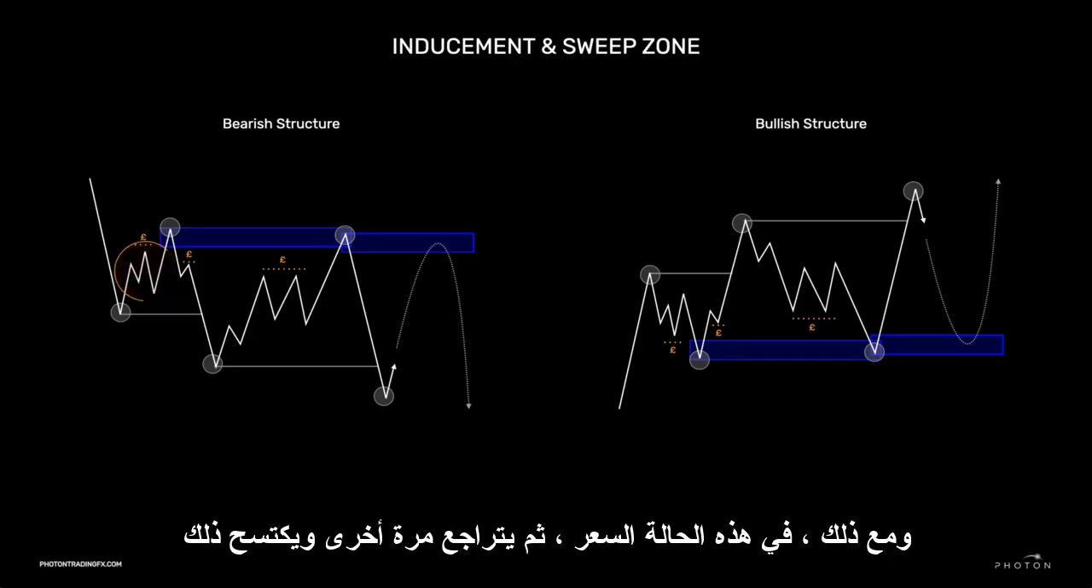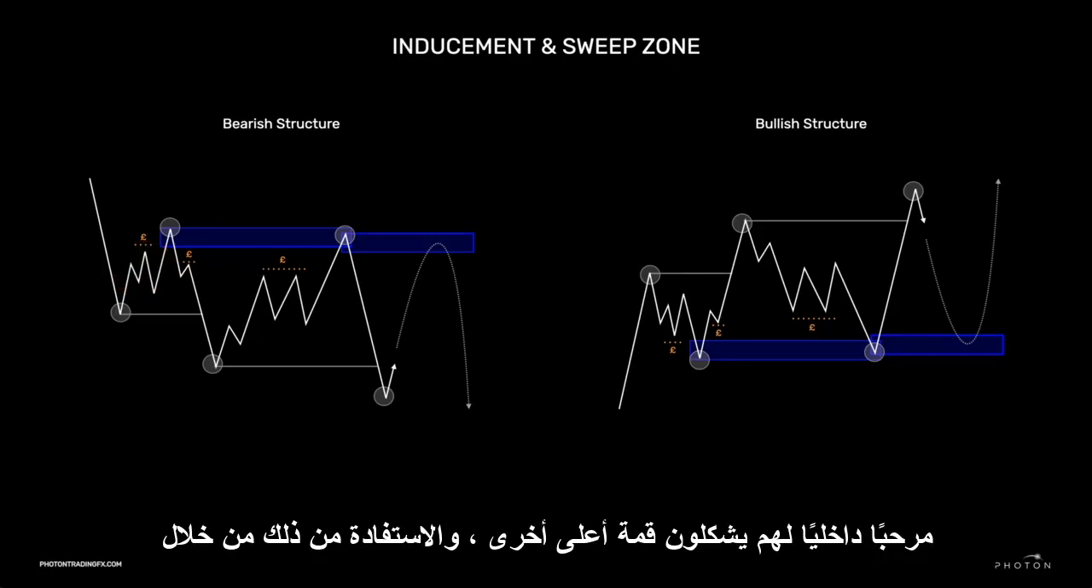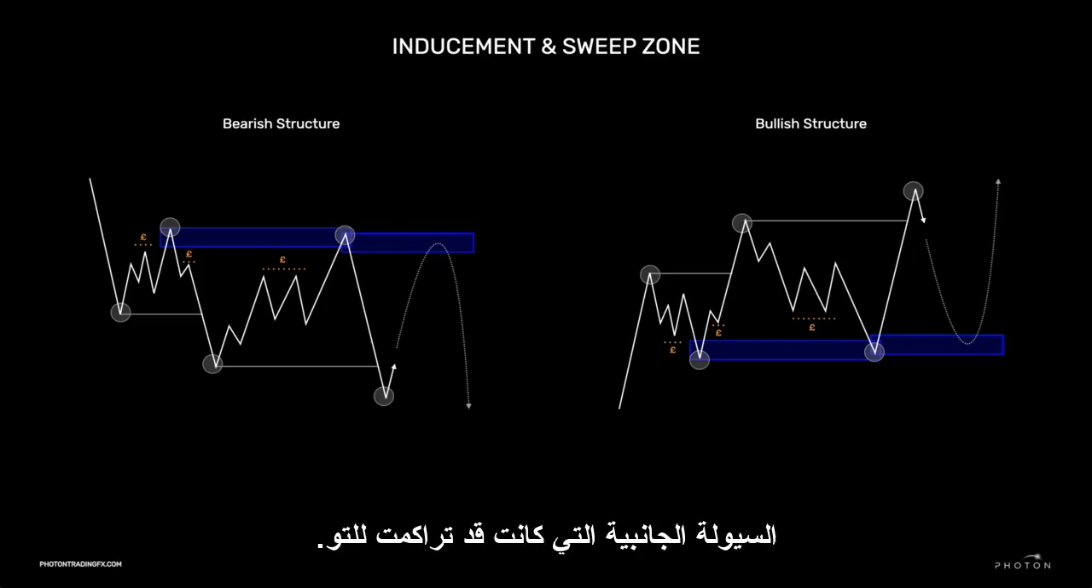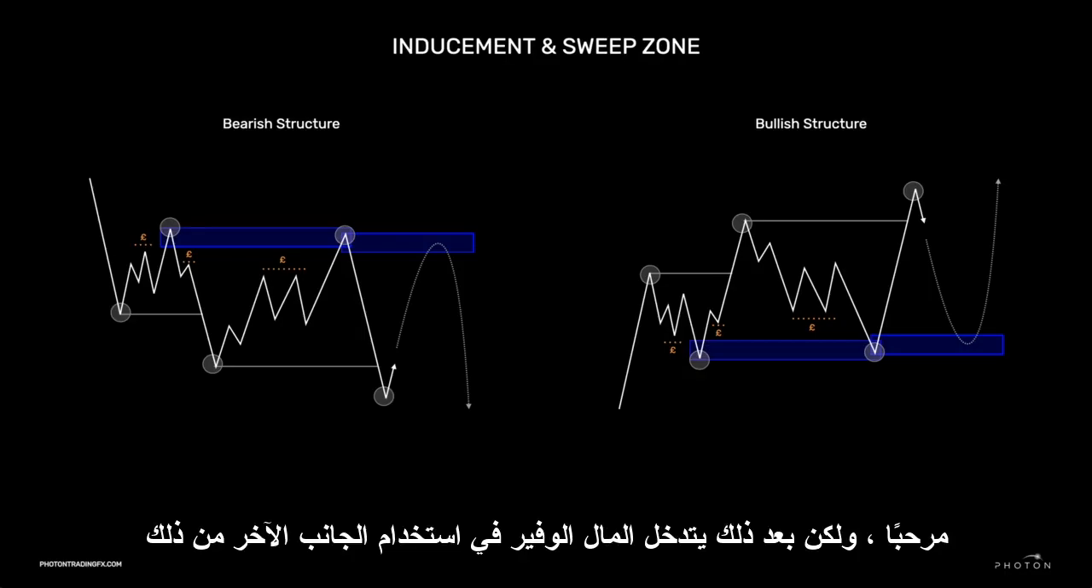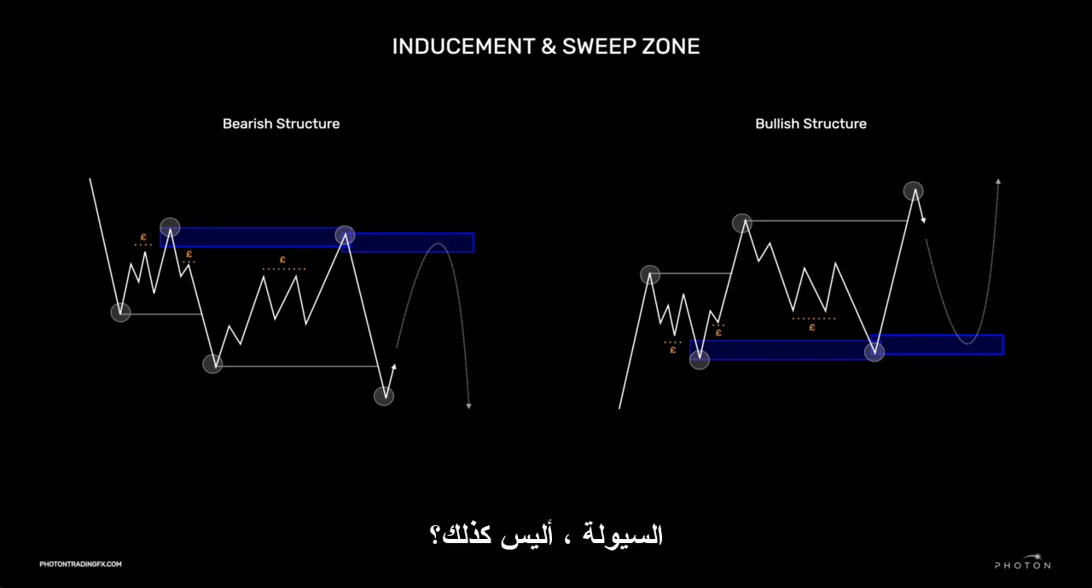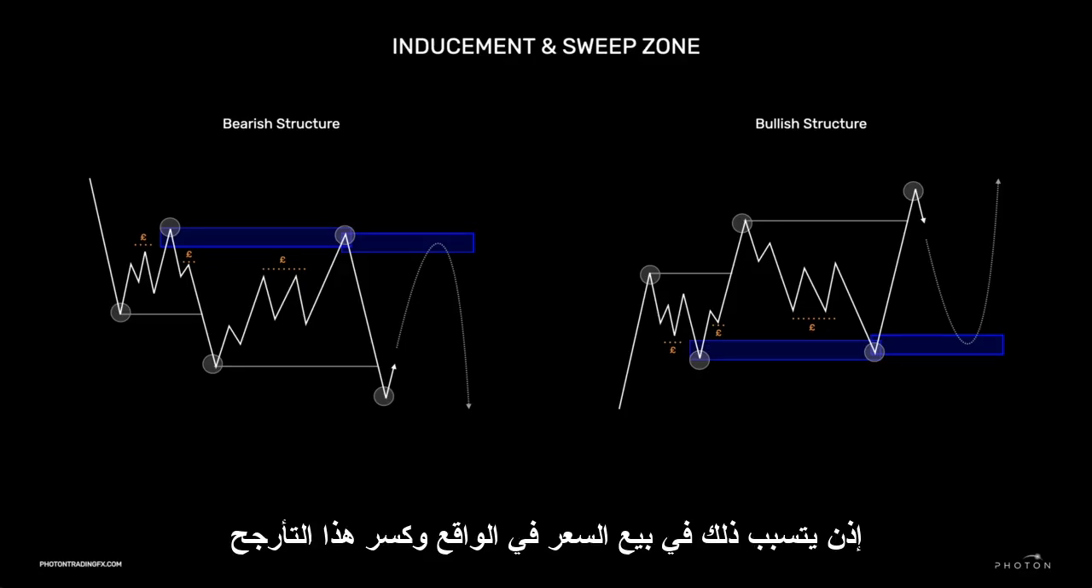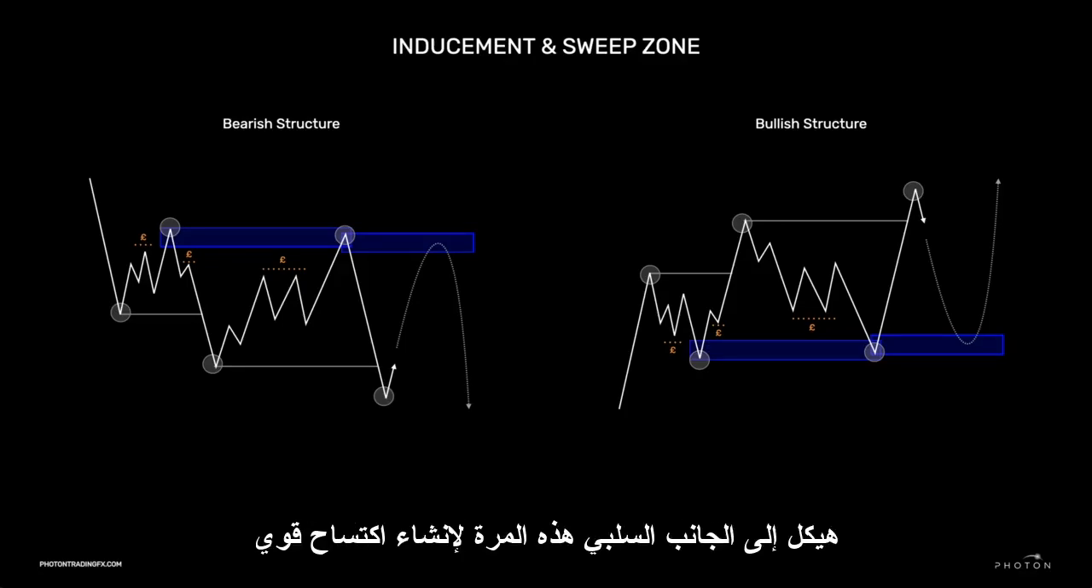However, in this case, price then pulls back up and it sweeps that internal high to then form another higher high, tapping into that buy side liquidity that had just been built up between that previous internal high. But then the big money steps in, using the other side of that liquidity, right, to then actually cause price to sell off and actually break that swing structure to the downside this time to then create a strong sweep zone.